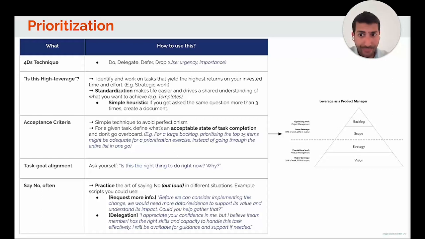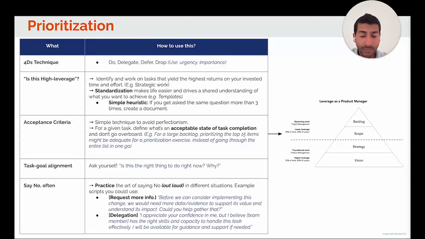All right, let's look at a set of techniques for prioritization now. First up, we have the 4Ds technique. We touched upon this earlier, so I'll not dig deeper into this. But the idea is to be able to classify any given task depending on the urgency and importance. The next concept is: is this high leverage, right? It's a simple question. It's something that I keep coming back to, and it's something that I use every time I'm trying to figure out what task I want to do next, right? The idea here is to identify and work on only those tasks that yield the highest return on the time and energy that you spend.